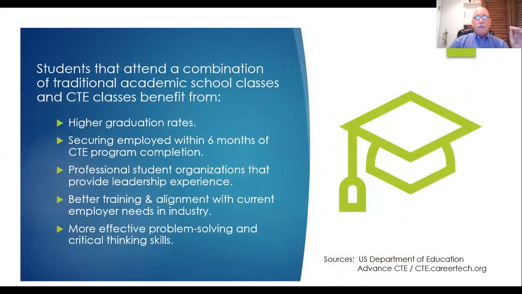Now, students that attend a combination of traditional academic school and CTE or vocational type training have a lot more benefits than people that go to only one or the other. If you do both academic school and CTE classes, you'll have a higher graduation rate than people who don't. You'll be more likely to be employed within 6 months of completing your CTE program.